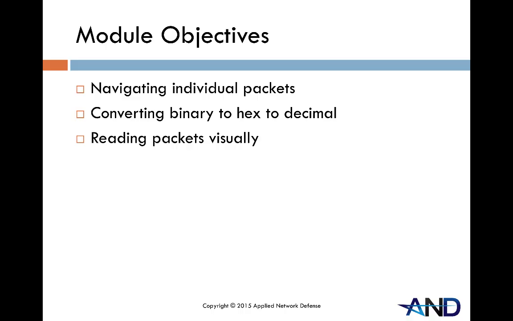So we'll do all those things. We'll talk about binary and hexadecimal, converting between them. I'll go through some examples of reading packets visually and breaking those down manually. And we'll do that with what we call a packet map, which is a visual representation of the various fields in a packet and how you can break it down.